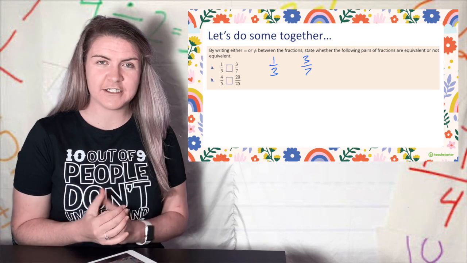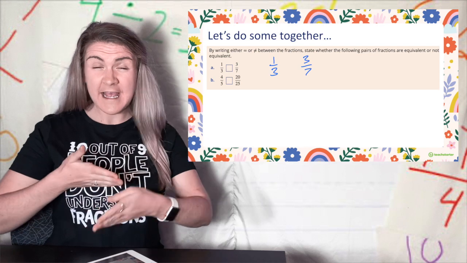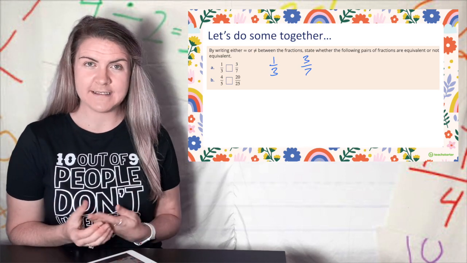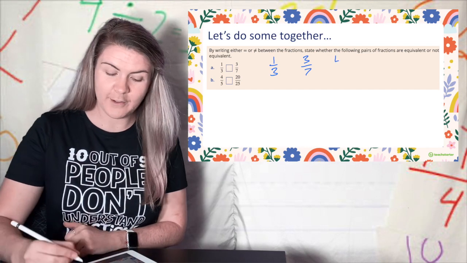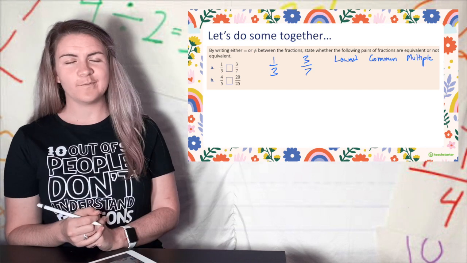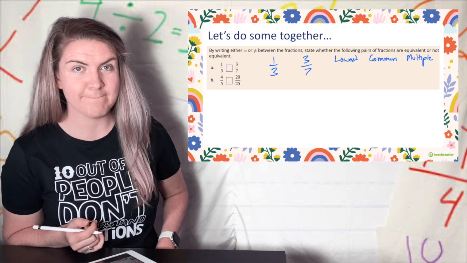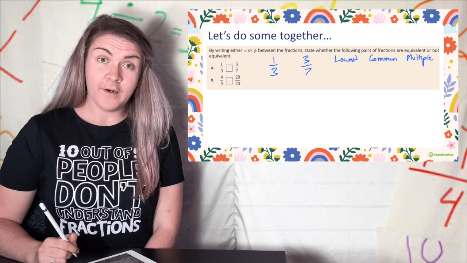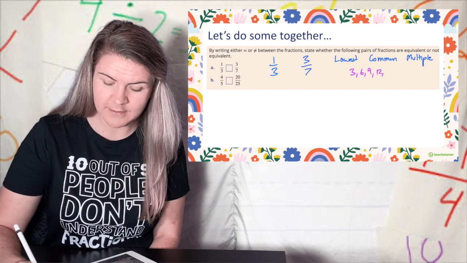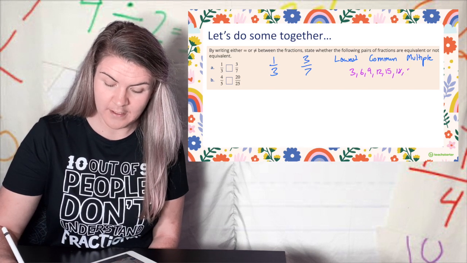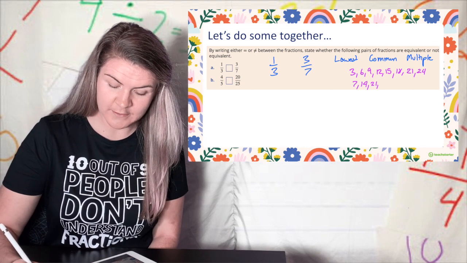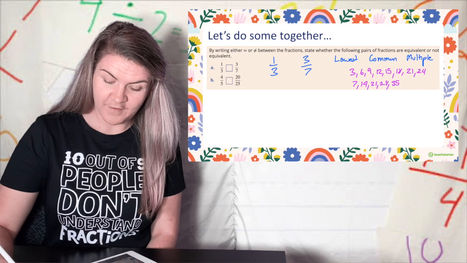It is really hard to compare these fractions because our pizzas have been cut up into different sizes. So what we want to do is make the denominators the same. To do this, we are going to have to find the lowest common multiple. So we always start at the bottom, multiples. What are the multiples of 3 and 7? I just write out a couple. 3, 6, 9, 12, 15, 18, 21, 24. And we got 7, 14, 21, 28, 35.